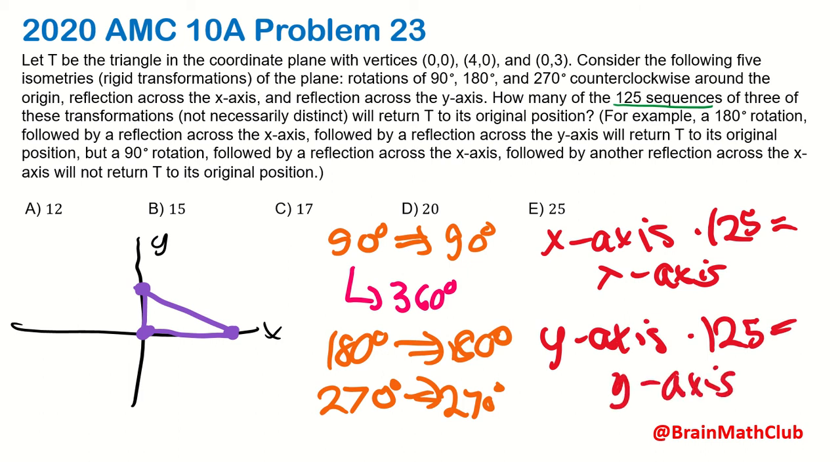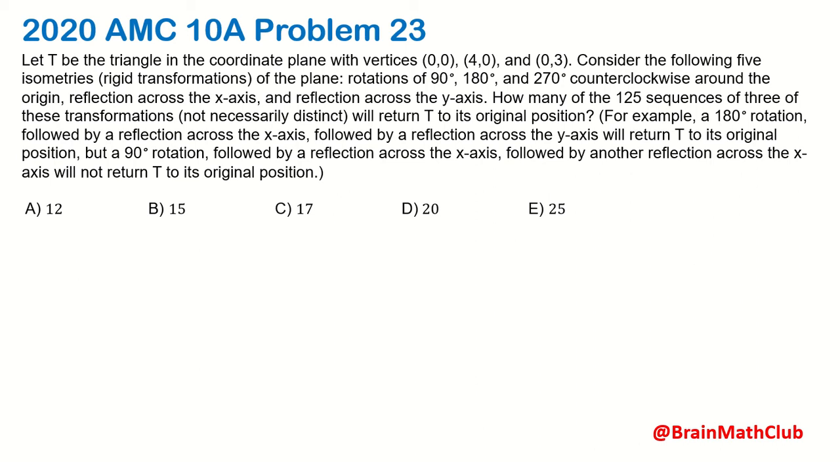Now, what does this mean? Well, if we do any of these 5 rigid transformations 125 times, it will just be the same as doing them once instead of 125. So this makes it simpler. Instead of doing 125 sequences, we just have to do 1. This helps us simplify it a lot. So now let's actually go to what these 3 transformations can be.